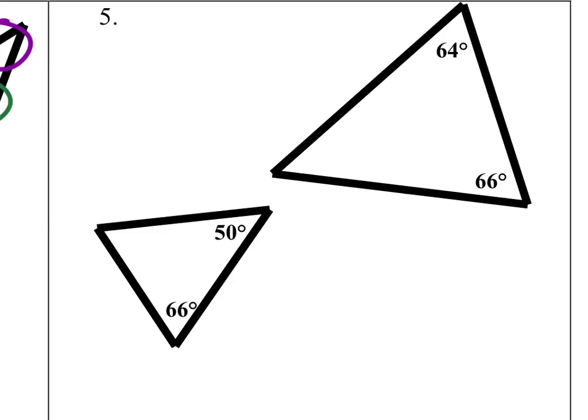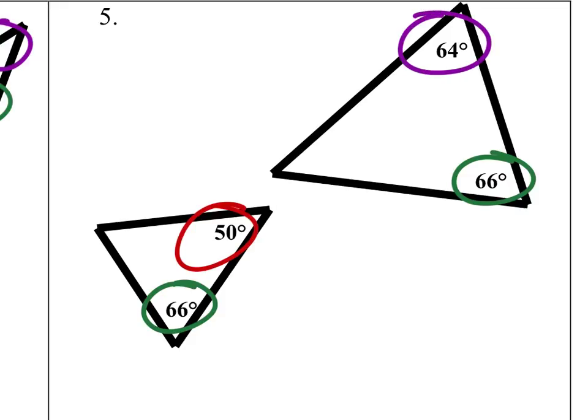Well, what about these two? On the surface, these two look like they are not similar because we do have the 66 degrees. But these two appear to be different. And they are different. The problem is if we solve for the missing angles, this one's 64 degrees. This one is 50 degrees. So as it turns out, they are similar.